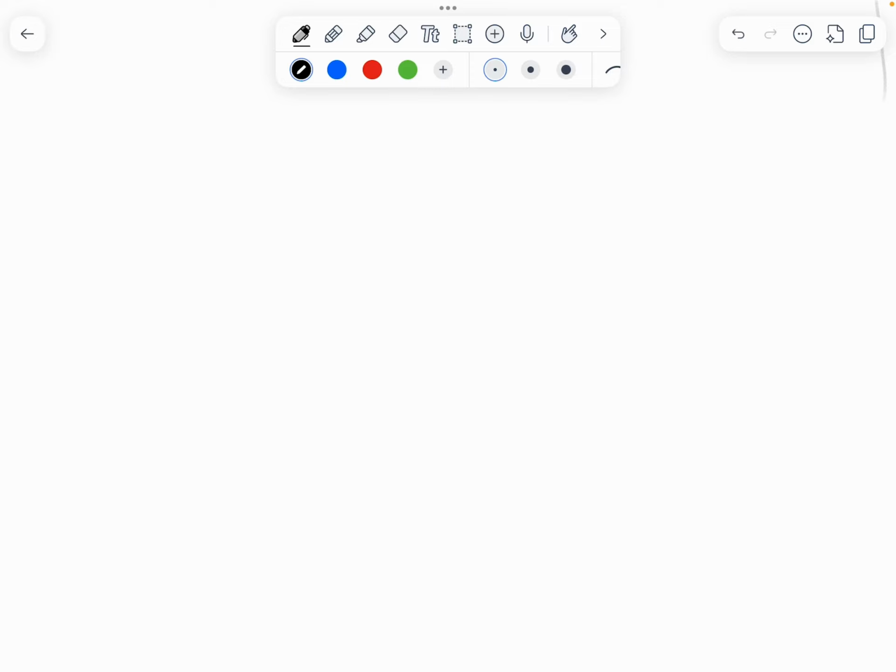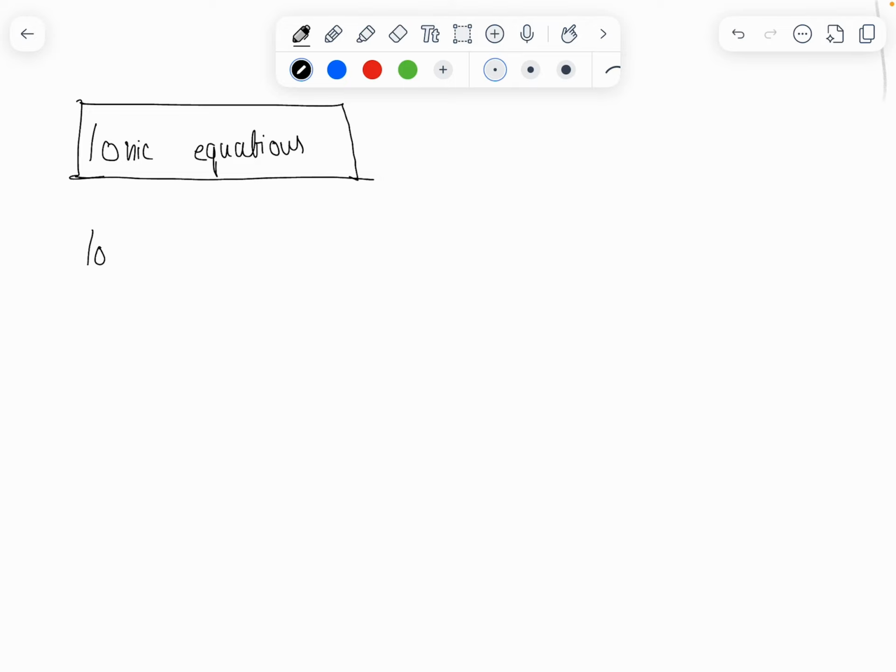Today we're going to a different subject, a subject that's never been done before on this channel. We are doing ionic equations as a part of the AQA GCSE chemistry spec. Personally, this chapter is one of the most confusing chapters for me, and I've seen students struggle with it a lot. So, ionic equations, what do we know about them?